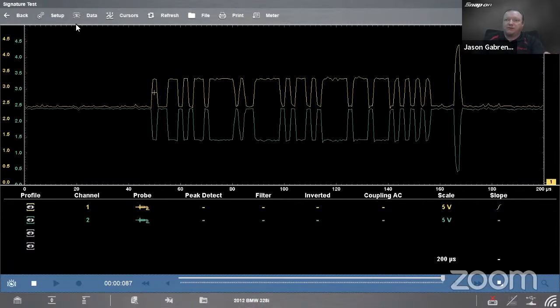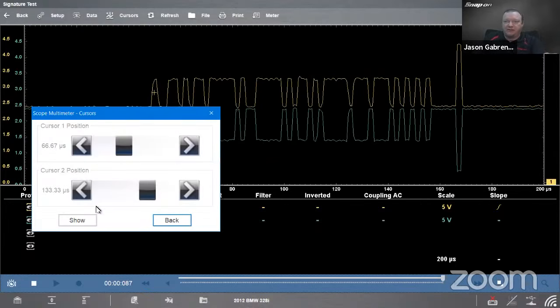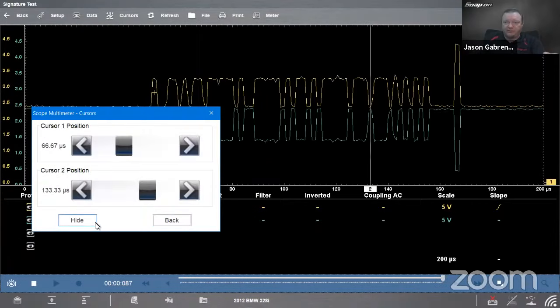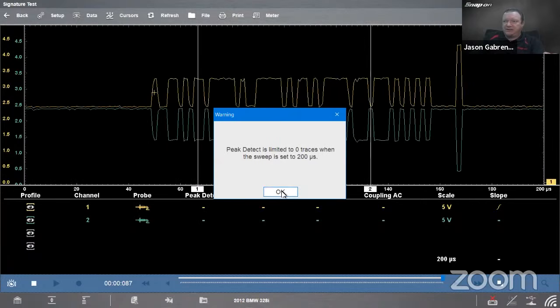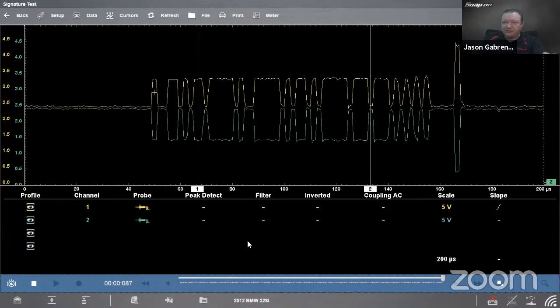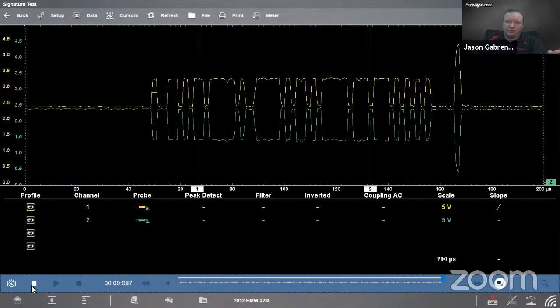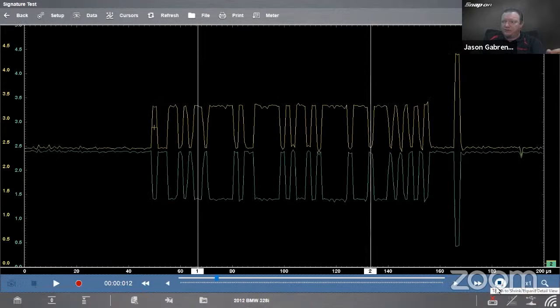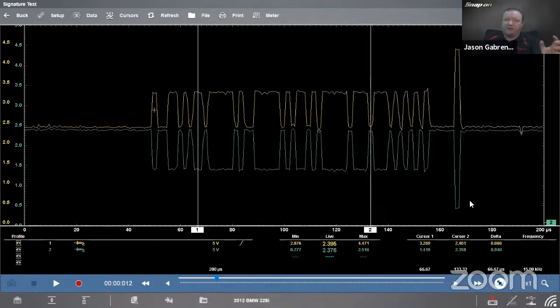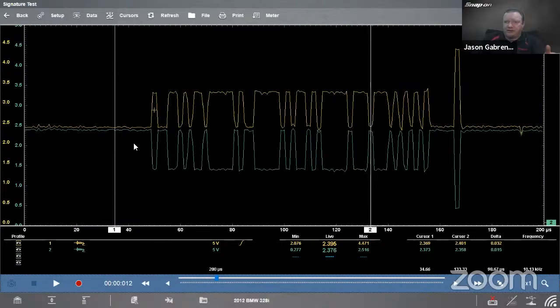Okay, so let's turn on my cursors and see what we get for information. What do we have for voltages? When it comes to CAN, there are set voltages that we're going to use in order to verify whether or not the network's working properly. So you see we have two states. We have our recessive or idle state, and then we have our dominant or transmitting state. So either it's not transmitting data or it is transmitting data.